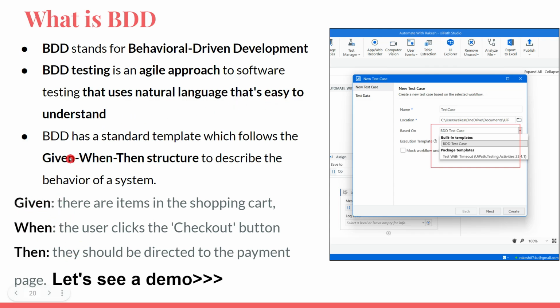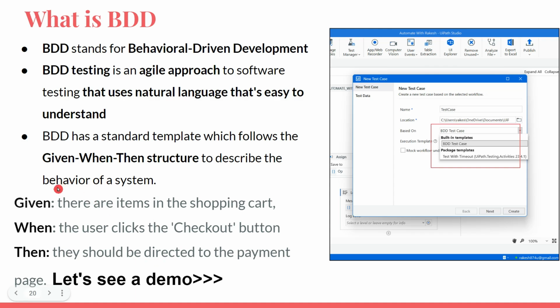Okay, so it has a format. What is the format? Given, when, then. Given, where you have some input, when it is having an item, or it is not having an item. When is actually where you are doing some action, like hitting the checkout button. And then what should be your expected output?